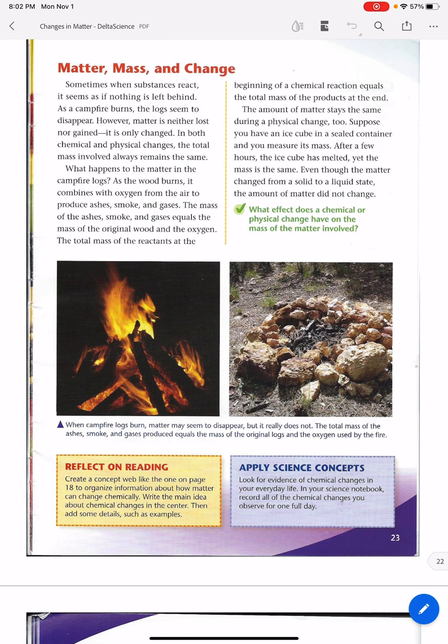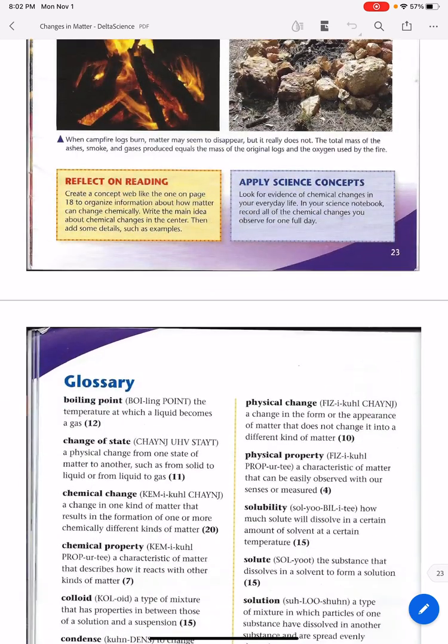Apply science concepts. Look for evidence of chemical changes in your everyday life. In your science notebook, record all of the chemical changes you observe for one full day.